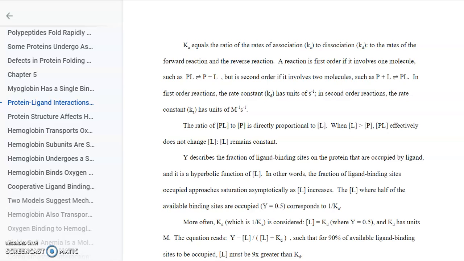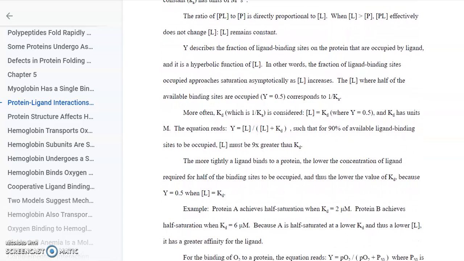with P plus L, but is second order if it involves two molecules, such as P plus L is in equilibrium with PL. In first order reactions, the rate constant kd has units of second inverse. In second order reactions, the rate constant ka has units of molar second inverse.